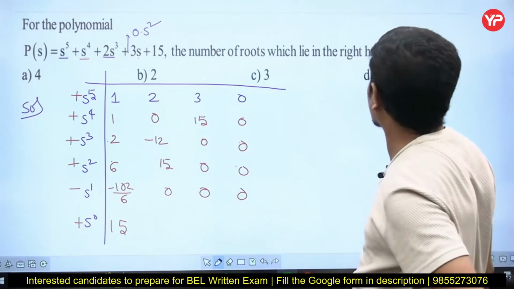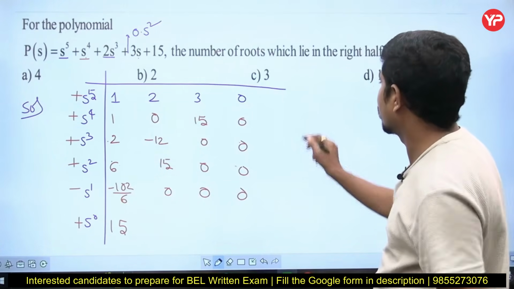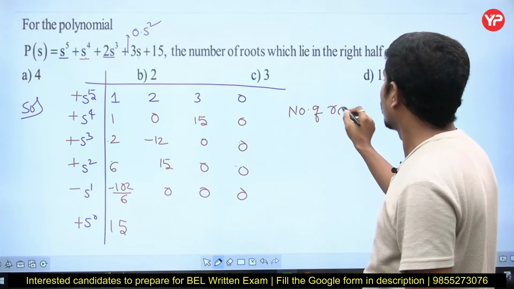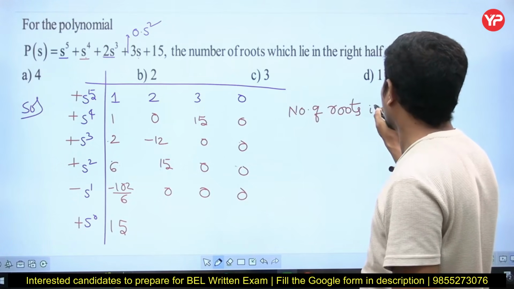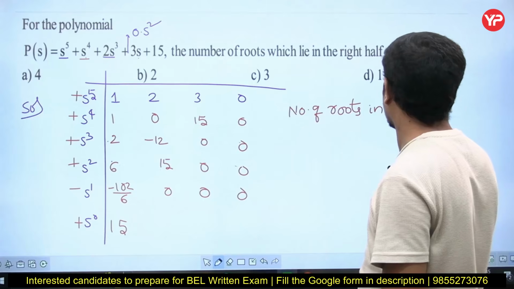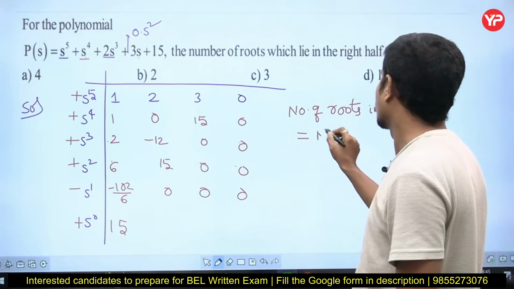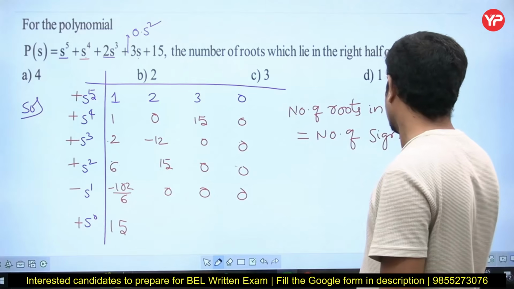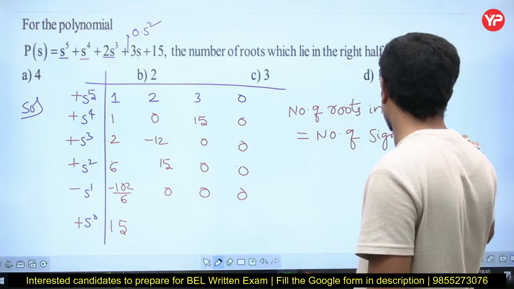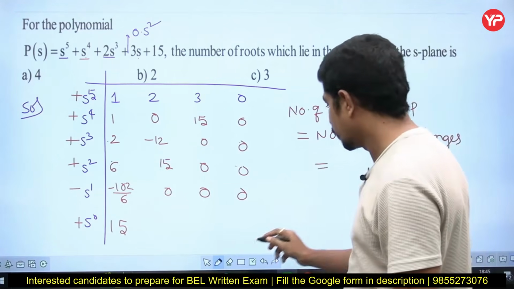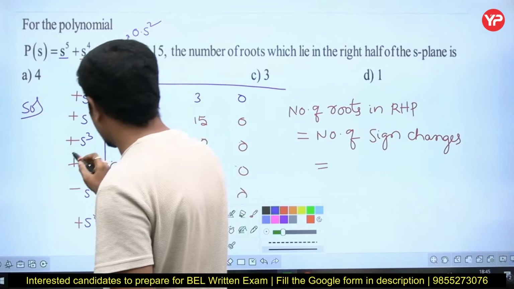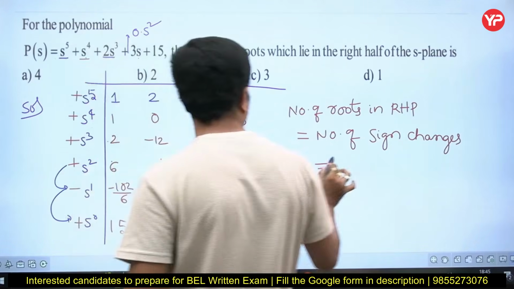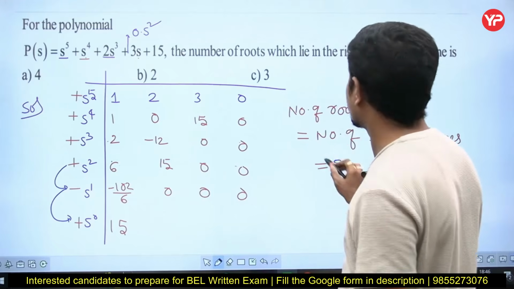He is asking the number of roots which lie in the right half s-plane. So the number of roots in RHP is equal to the number of sign changes in the first column of the Routh array. How many sign changes are there? You see. Plus to minus, minus to plus. There are 2 sign changes. Therefore, the number of RHP roots is equal to 2.